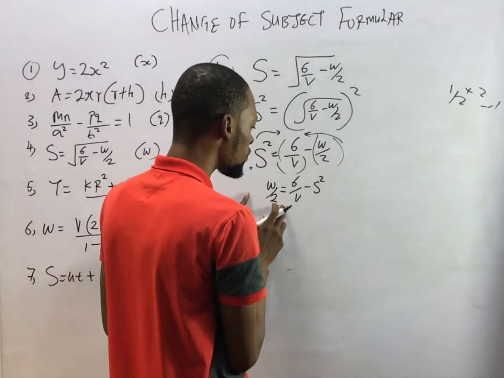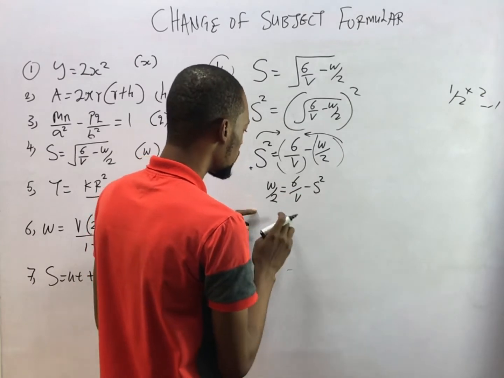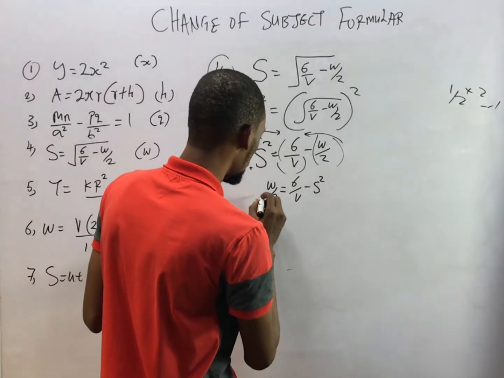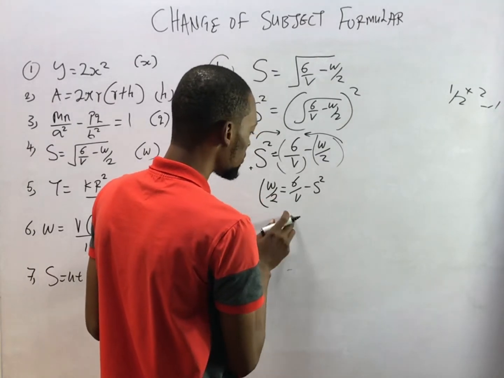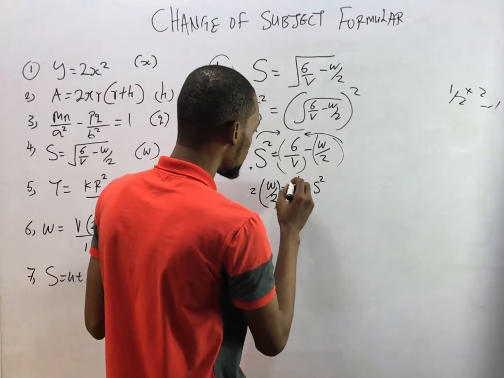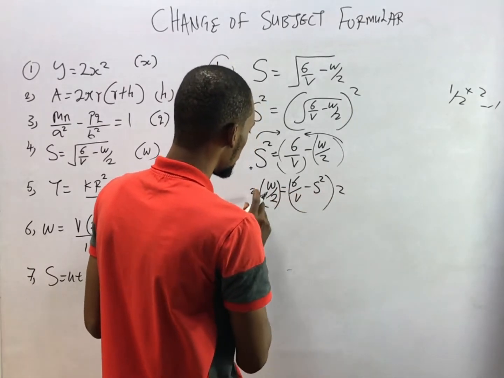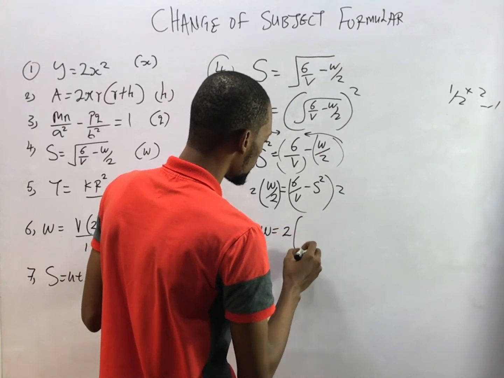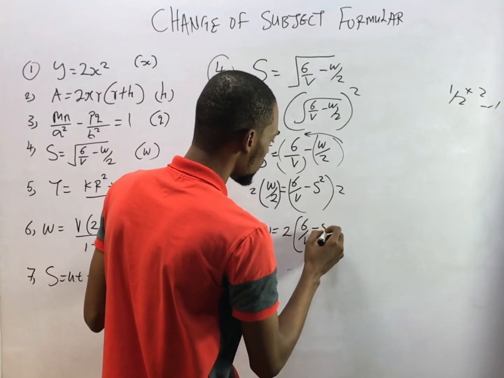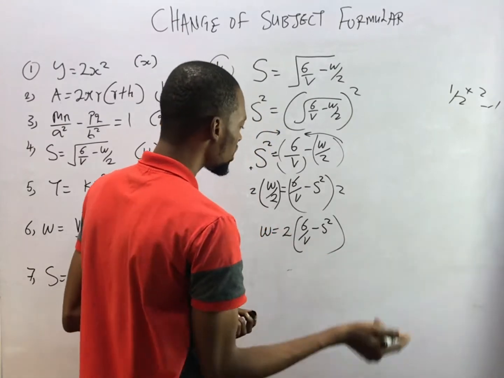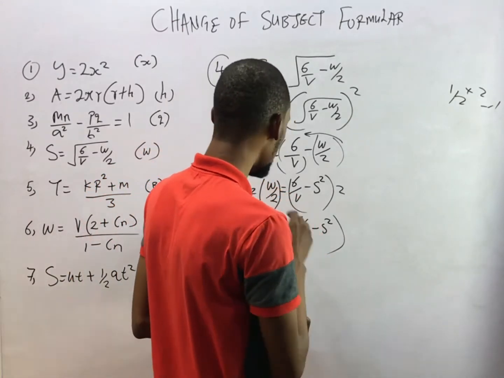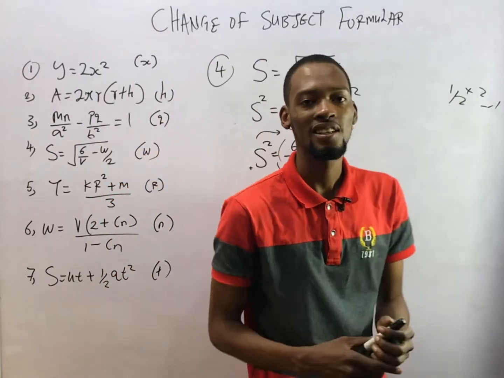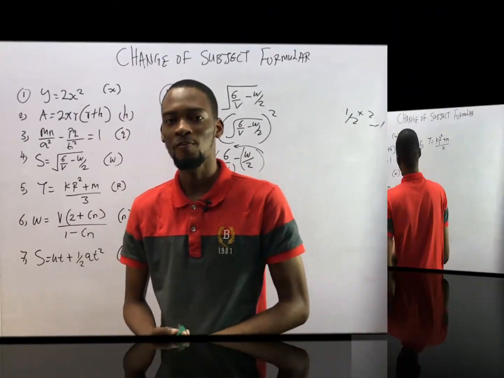So I don't want w over 2. What I want is w. So in that case, I multiply both sides by 2. 2 times this, then 2 times everything here. This will give you w is equals 2 times 6 over v minus s squared. You can open it up or anyhow you choose to do it. From here, you can just cross multiply. You get the same answer. So that's that. We've made w subject formula.